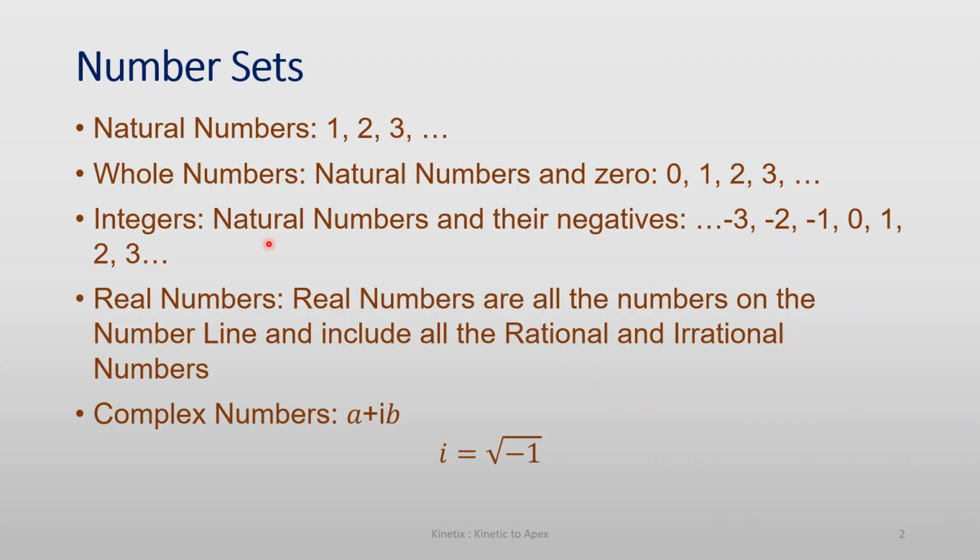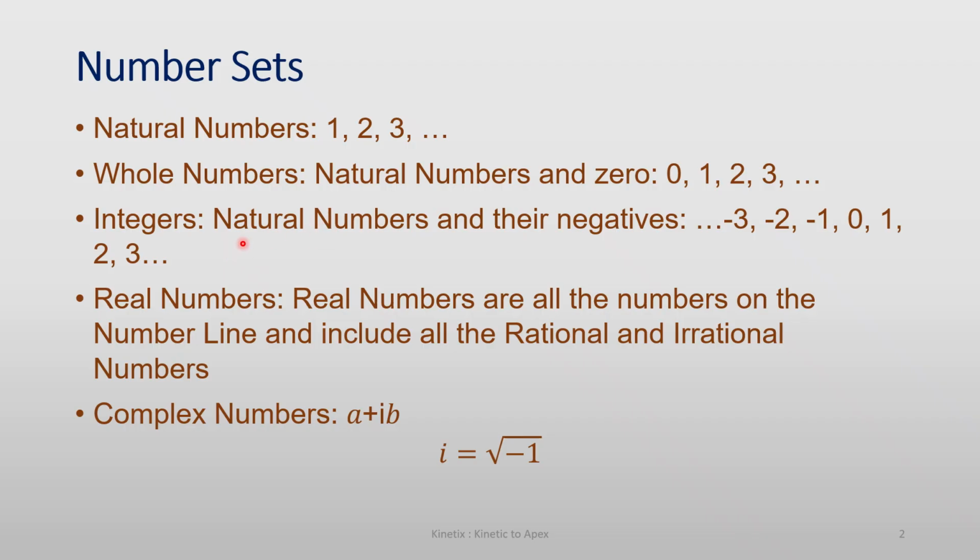Then comes the requirement of the negative numbers. Let us say there is some depth, the temperature is very low. We will say the temperature is minus 18 degrees centigrade. So that's why comes the requirement of the negative numbers. Negative numbers, 0 and the natural numbers are as a whole called integers.